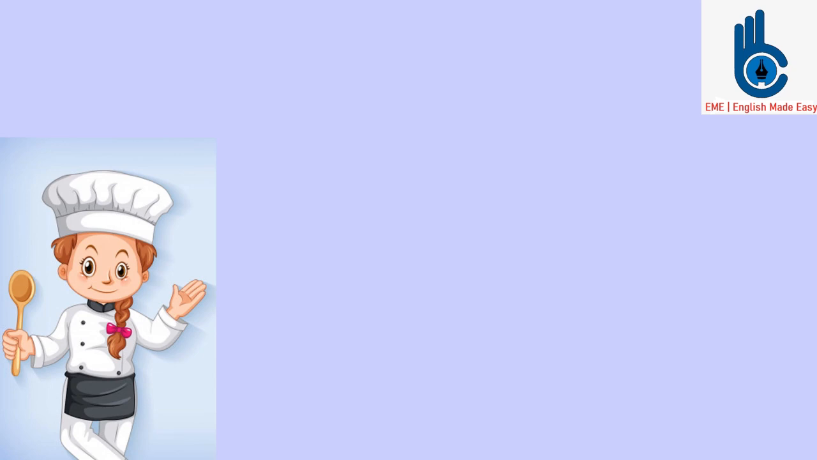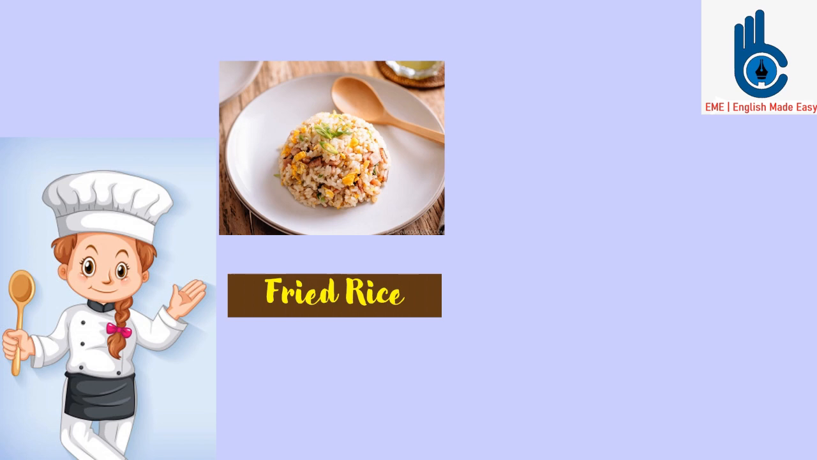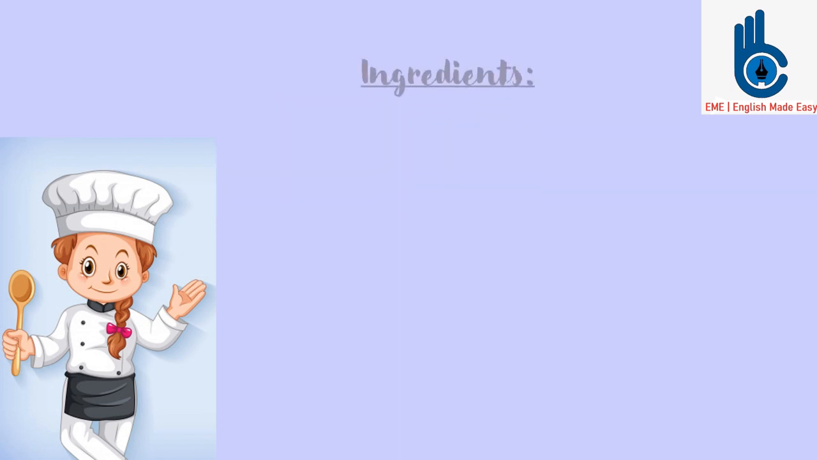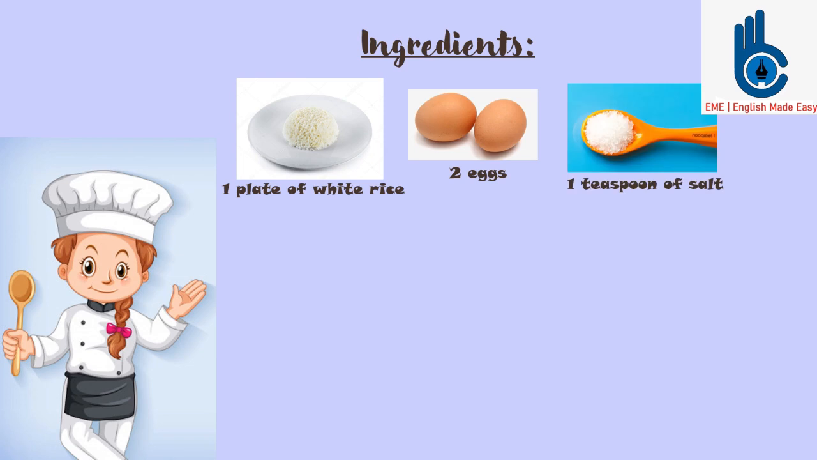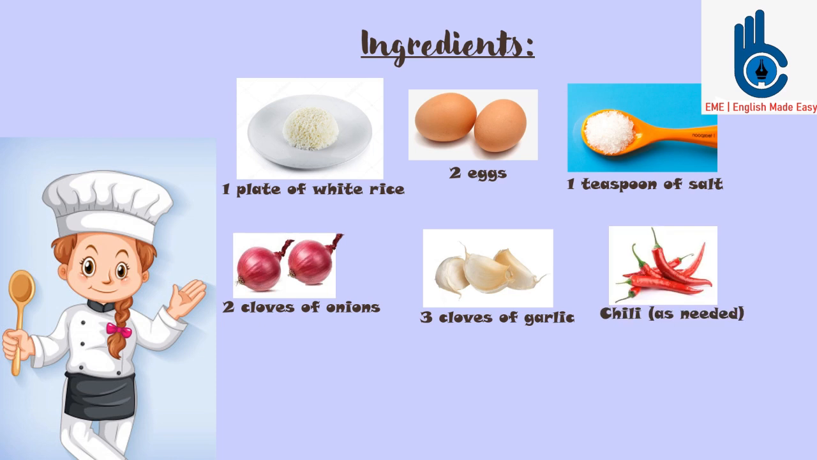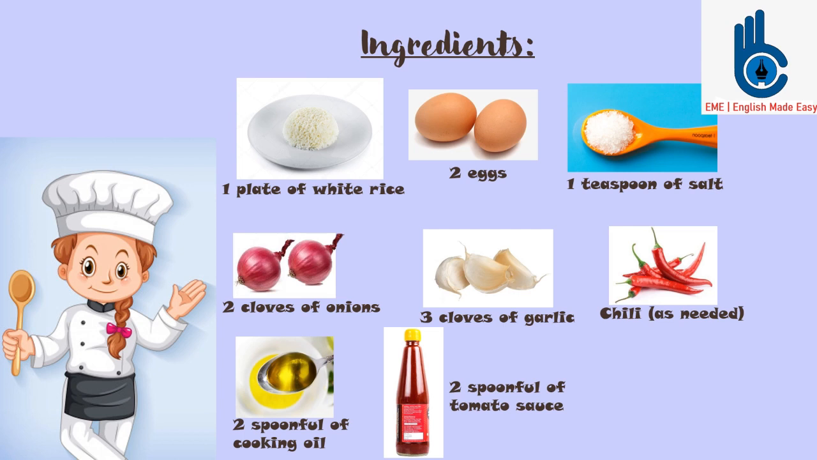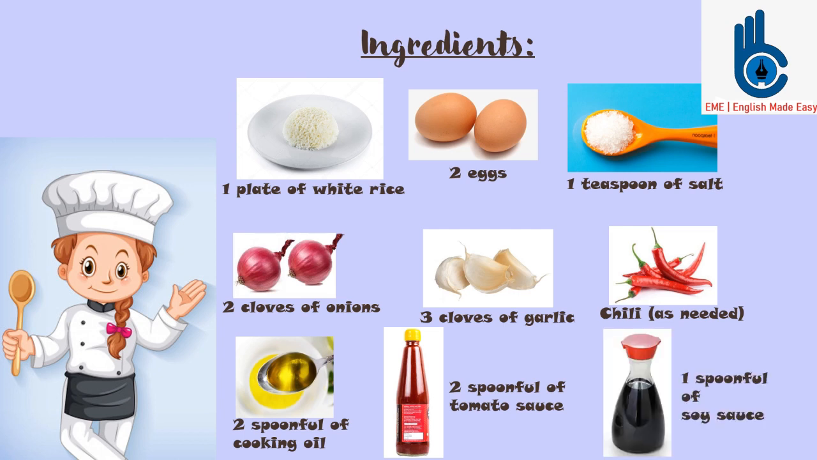Hello everyone, welcome to cooking class with Miss Amy. Now we are going to learn how to make fried rice. The ingredients are a plate of white rice, 2 eggs, 1 teaspoon of salt, 2 cloves of onions, 3 cloves of garlic, chili, 2 spoonfuls of cooking oil, 2 spoonfuls of tomato sauce, and 1 spoonful of soy sauce.